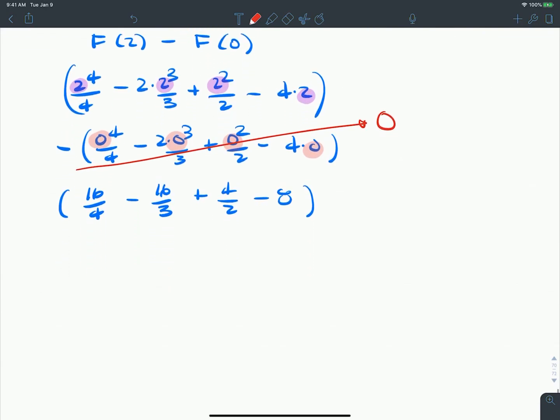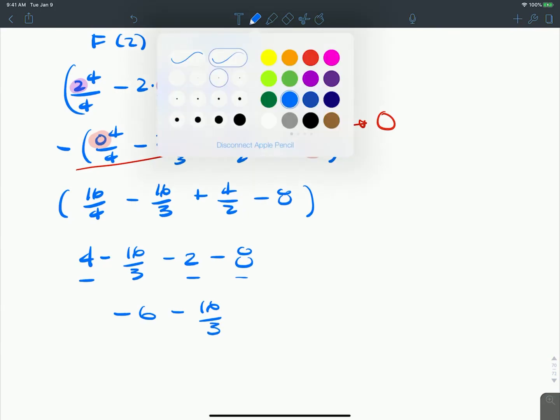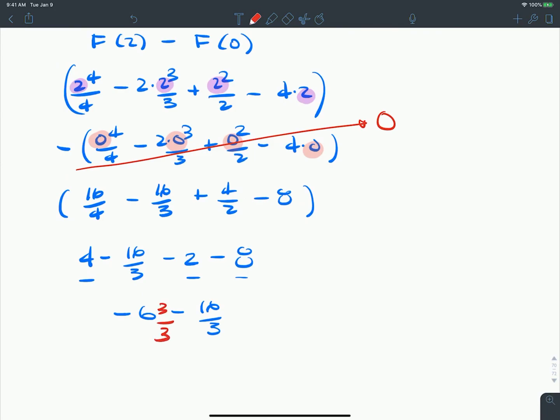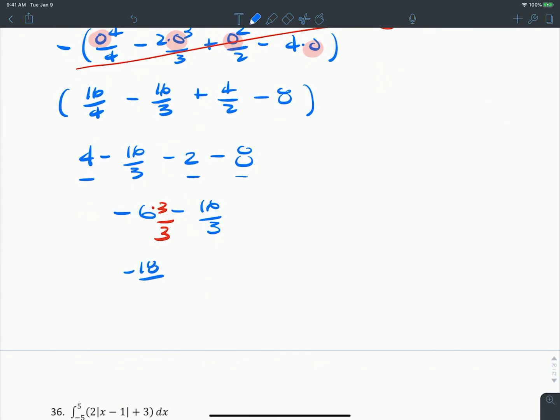So what I have really is, if I do some more arithmetic, 4 minus 16 thirds plus 2 minus 8. Let's combine our terms here. 4 minus 2 is 2. 2 minus 8 is negative 6 minus 16 thirds. So what I'll have to do here is multiply the top by 3, divide by the bottom by 3. So this is negative 18 thirds minus 16 thirds, and that's going to give us, as a final answer, negative 34 thirds.